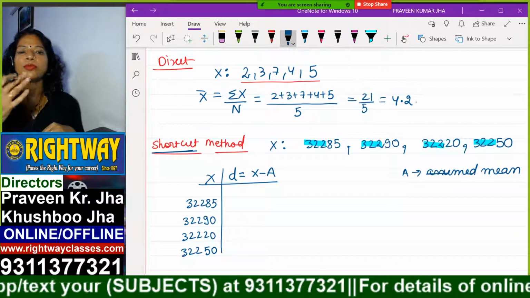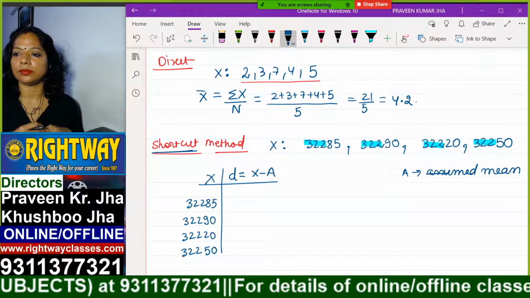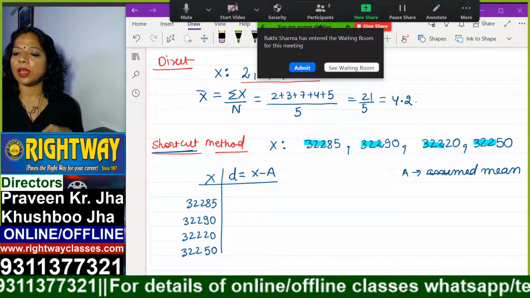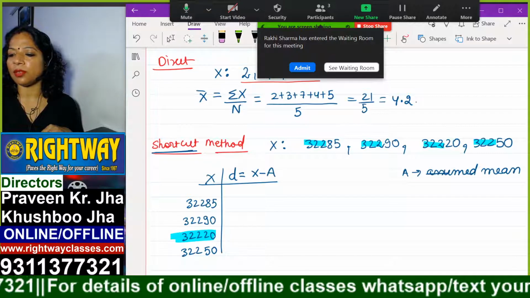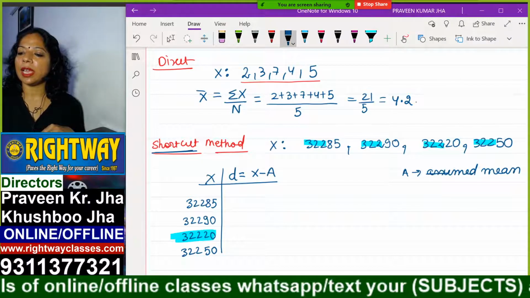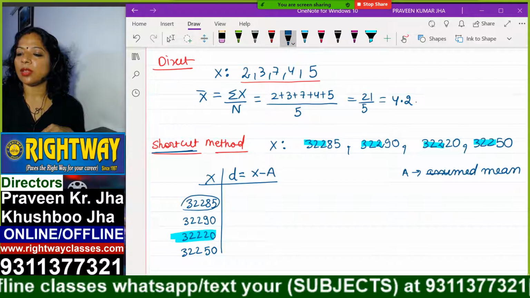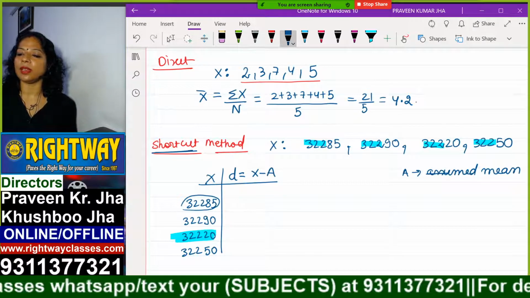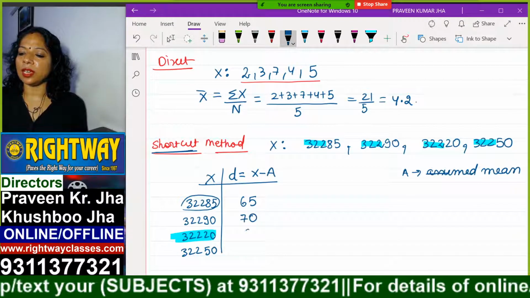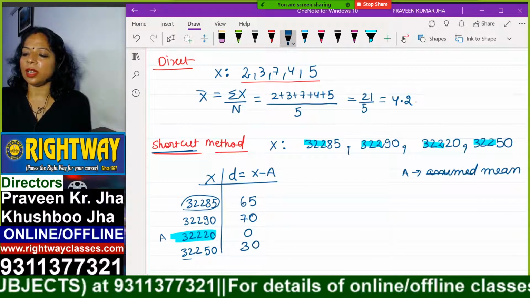So there are 4 values. Which value do you want to assume as a? We can assume any one. Suppose I am assuming this one, 32,220. Then it will be 32,285 minus this one. 285 minus 220 is 65. 290 minus 220 is 70, 220 minus 220 is 0, and 250 minus 220 is 30.